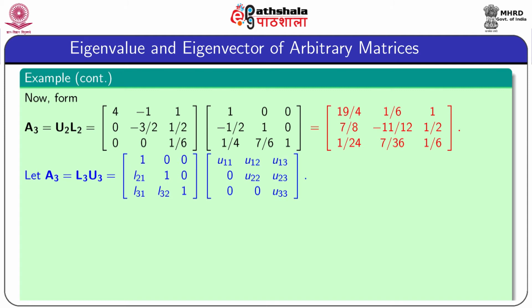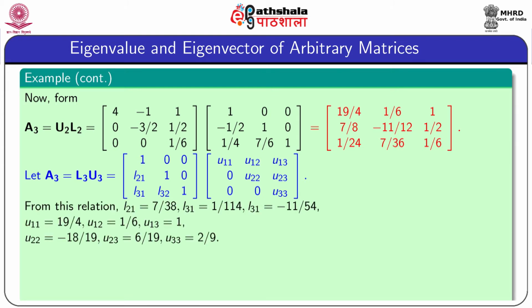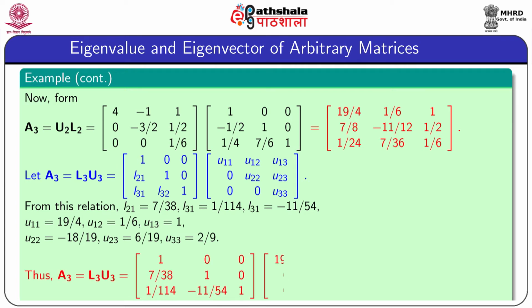Now, from this matrix we construct the matrix A3, which is equal to L3 into U3. The first one is the lower triangular matrix and the second one is the upper triangular matrix. That means the matrix A3 is factorized as a product of upper and lower triangular matrices, and these are the values of the elements of the upper and lower triangular matrices. And finally, A3 equal to L3 into U3, that means the product of lower and upper triangular matrices.